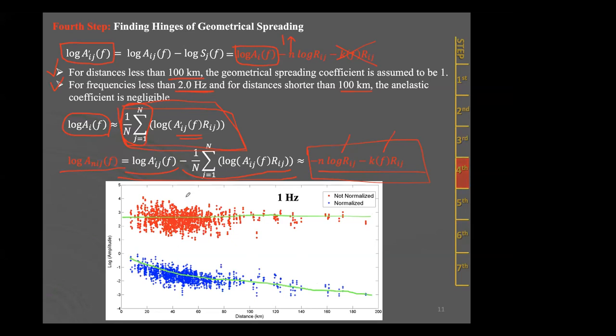So it's quite difficult to say that, okay, this is decreasing with distance. But here you can see that, okay, this is decreasing with distance, as we expected. The reason that we cannot see this decreasing trend here is that the source term is still in these values. But when we remove the source term, the only remaining parameter is the distance, and we all know that the earthquake amplitude decreases with distance.